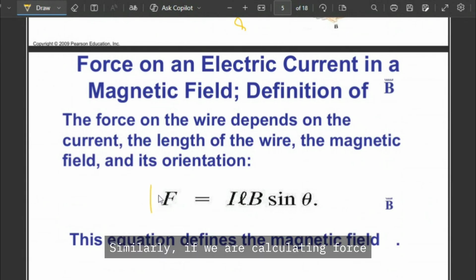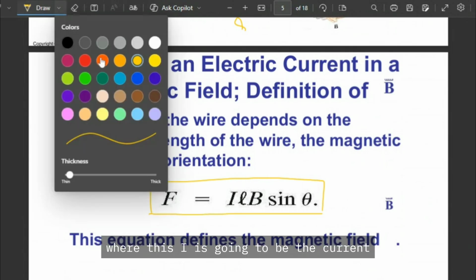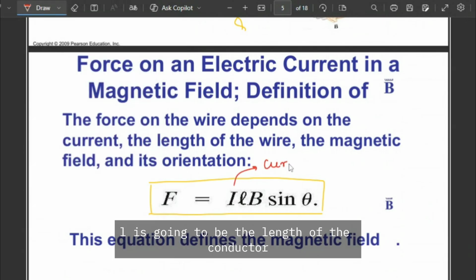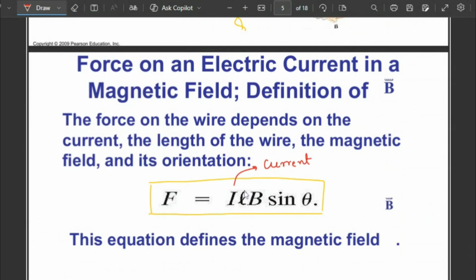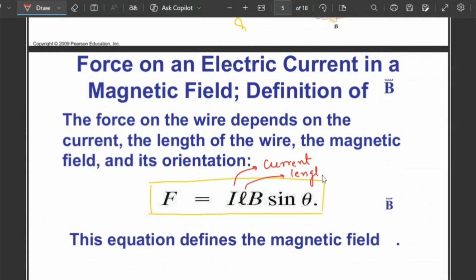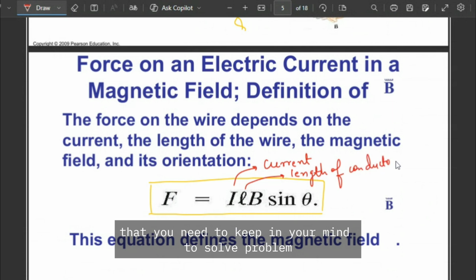Similarly, if we are calculating force, there is another relation which we use to calculate the magnetic force due to a current carrying wire, which is IBL sine theta, where I is going to be the current, L is going to be the length of the conductor, and B is going to be the magnetic field. So these are the formulas that you need to keep in your mind to solve problems.